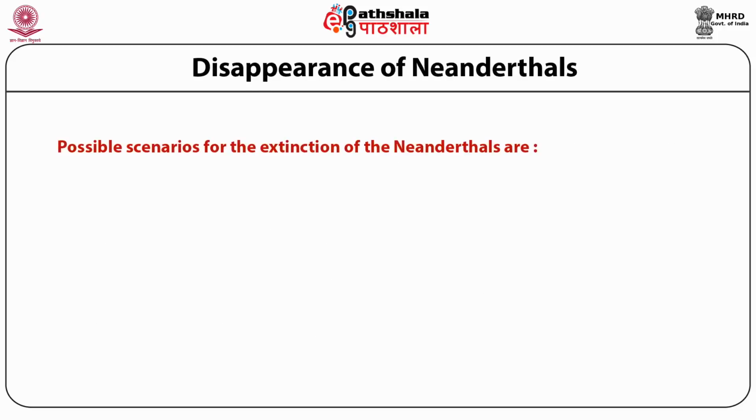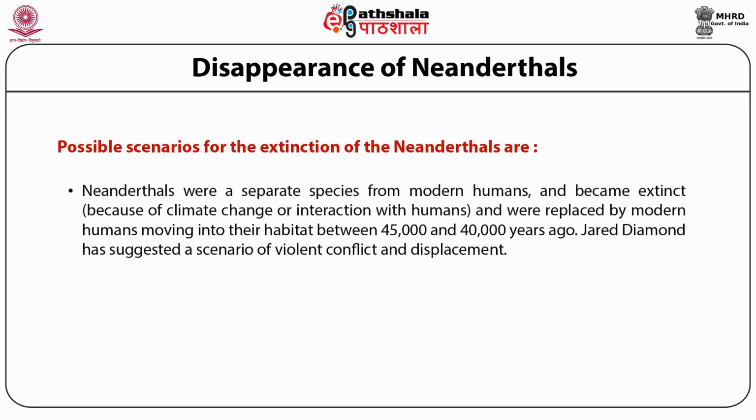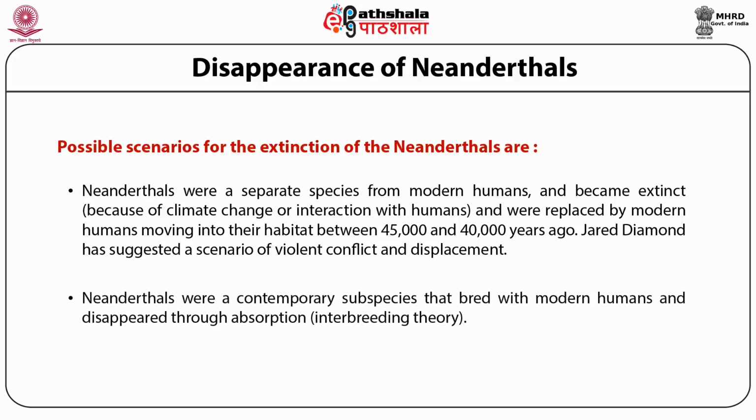Possible scenarios for the extinction of Neanderthals are: first, Neanderthals were a separate species from modern humans and became extinct because of climate change or interaction with humans, and were replaced by modern humans moving into their habitat between 45,000 and 40,000 years ago. The next possible scenario is that Neanderthals were a contemporary subspecies that bred with modern humans and disappeared through absorption, or the interbreeding theory.